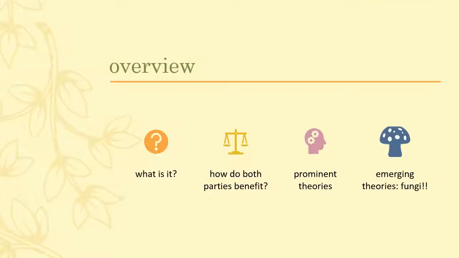So, quick overview. First, I'm going to define flower constancy. Then, I'm going to go over the different ways that both the bees and the pollinating flowers benefit from this. Then, I'll review some prominent theories to explain the concept of flower constancy. And I'll kind of end with a new fun emergent theory that involves fungi.